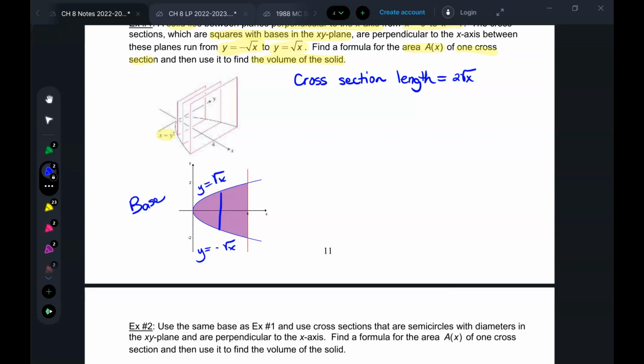Okay, so you see here these little lines. These are like typical cross-section lengths. And then what we want to picture is these squares that come like out of the board, if you will. So what would be the area of one of those squares? Yeah, because it would be 2 root x times 2 root x, or 2 root x squared. So that would be 4x.